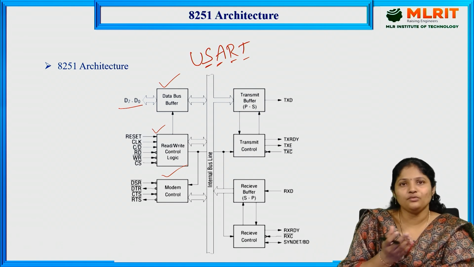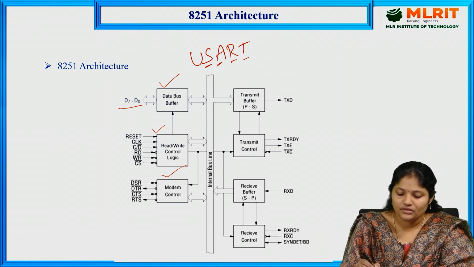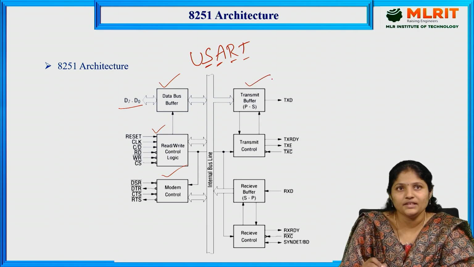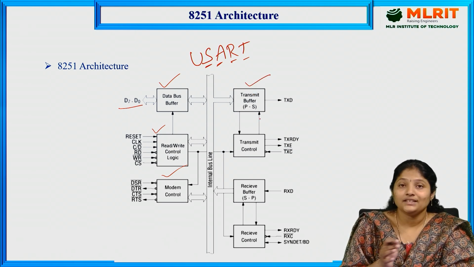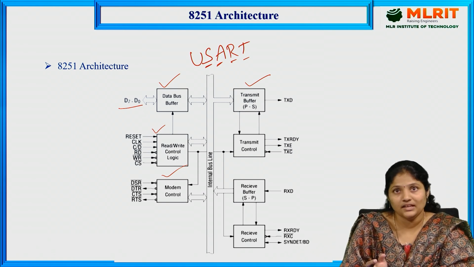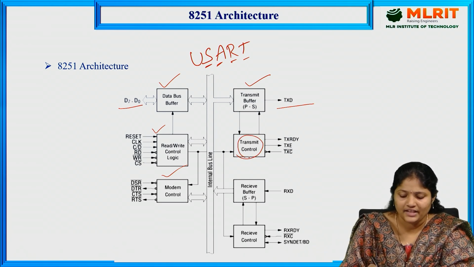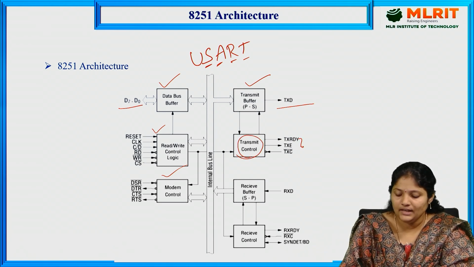So to synchronize with the 8086 microprocessor. Here, the transmit buffer is used to convert the parallel data of 8086 to serial, and it will transmit from 8086 to the other peripheral devices. Here there is transmit control, where these 3 pins will be used.